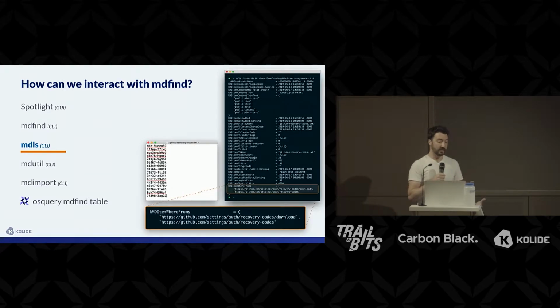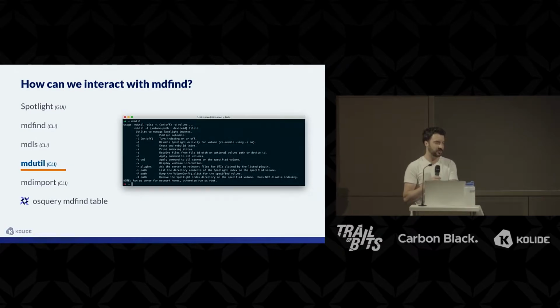Then we have the mdls CLI utility, which allows us to print out the various metadata attributes that are associated with the file. And then we've got some less interesting stuff like mdutil and mdimport, which allow us to control the indexes and what gets imported and what doesn't.